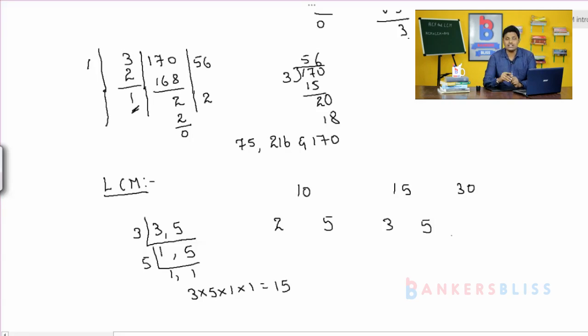So, 15 is the LCM. 15 is the least common multiple for 3 and 5. Below 15, you won't get any common multiple for 3 and 5. For example, if you take 14, it is not a multiple of 3 and 5.